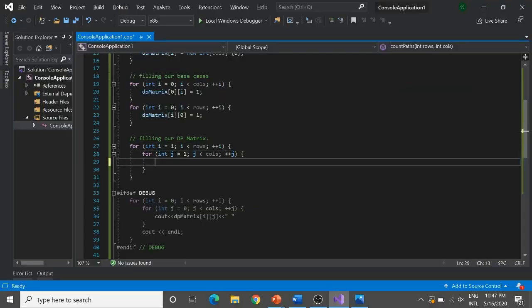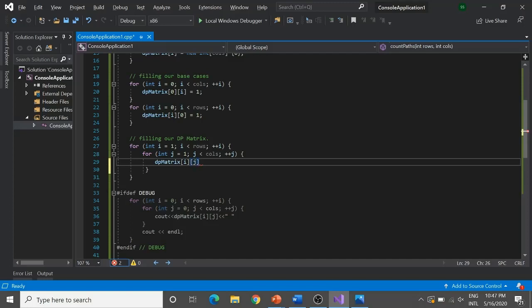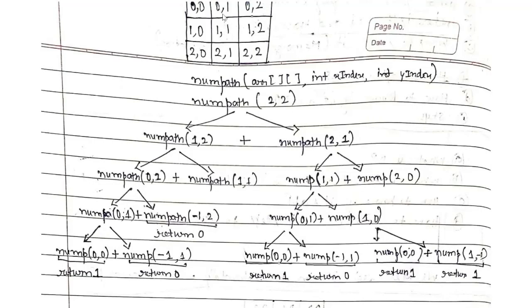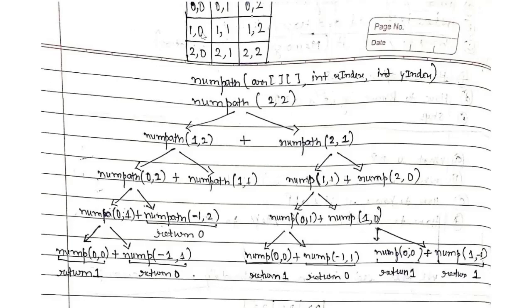So what is my recurrence relation over here? The current value of the cell would be equal to the answer to the cell just present above it. So how do I denote that subproblem? By just going one row above in the same column. So what am I doing? I am recursing for one less row but in the same column. So if it is 1 comma 1, I am recursing for this 0 comma 1 over here. And what is the other problem which I need to recurse for? I need to recurse for this 1 comma 0.